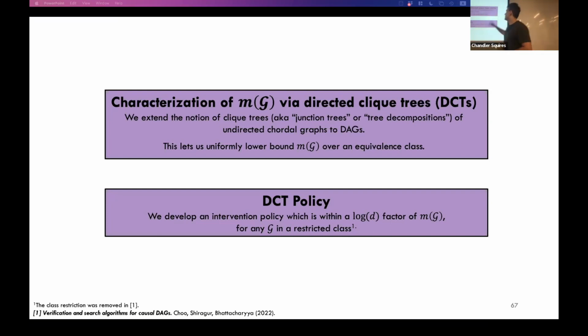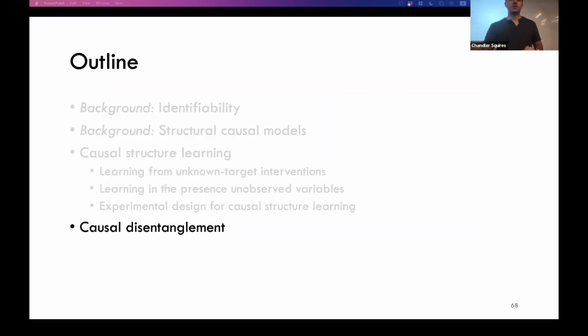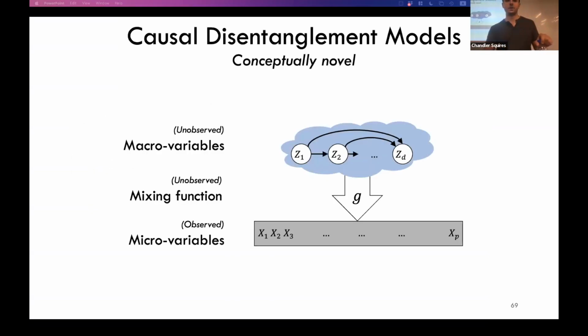And we only prove this for a restricted class, but Jiaqi Zhang, Chandler Squires and others have a generalization of this to unrestricted classes of DAGs. So finally, I'll get to my work on causal disentanglement.